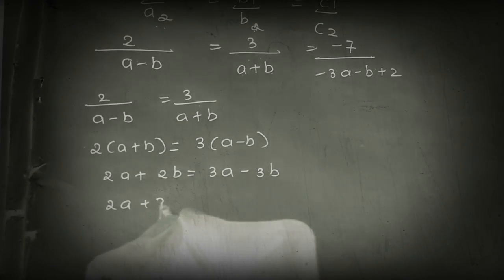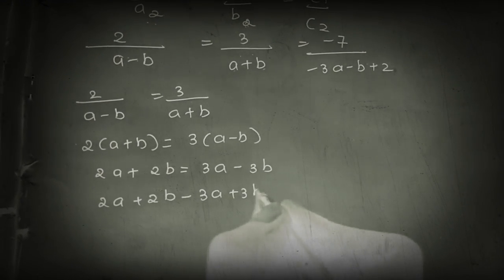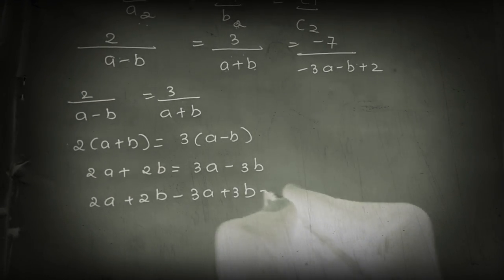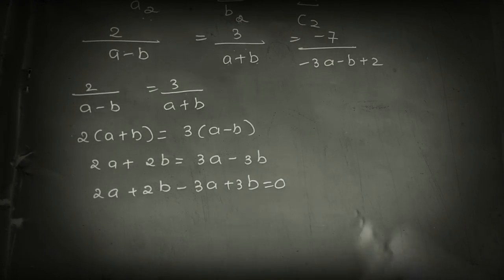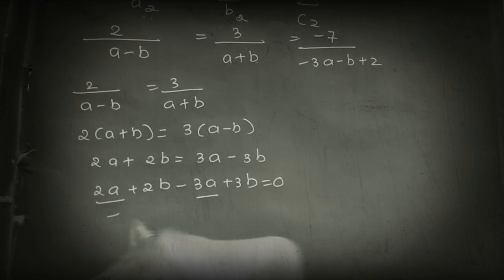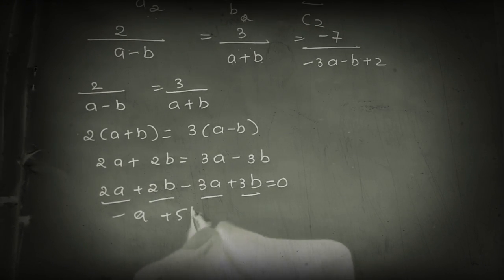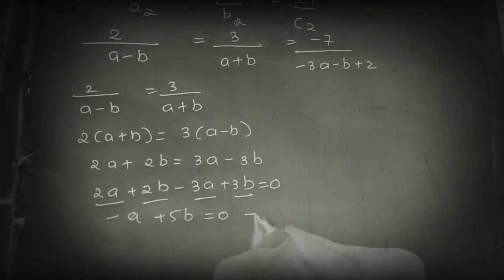2a plus 2b minus 3a plus 3b. So I have taken this side equal to 0, because I am going to form linear equations in two variables. So this will be minus a, and this is plus 5b equals to 0. This is our equation 1.